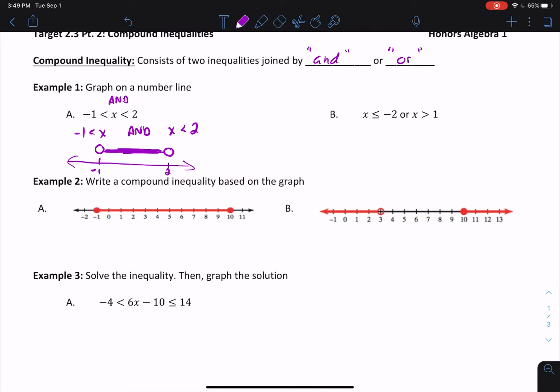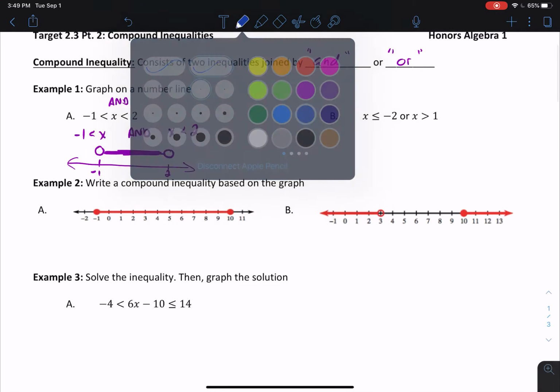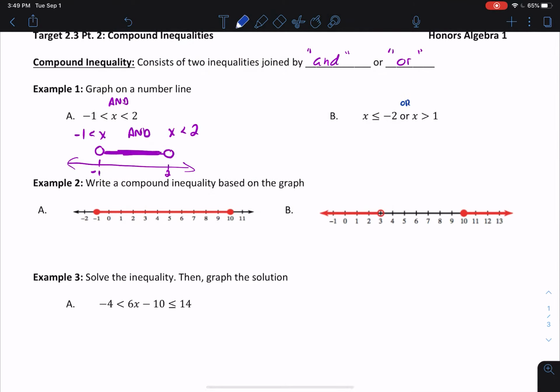All right, as opposed to this next one, which we see here, that keyword or. So if I'm going to graph this, x is less than or equal to -2. It's going to be a closed circle then at -2, shading off to the left, because x is less than or equal to -2, or x is bigger than 1. So an open circle there at 1.